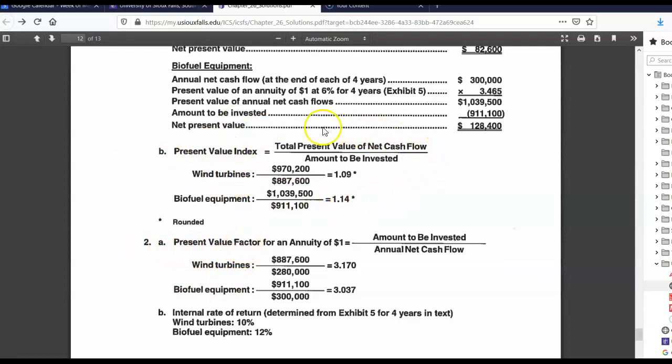This one you don't need to worry about for me, but for Cengage, you're going to have to do it, which is just the present value of the net cash flows divided by the amount to be invested. So the present value of those cash flows, 1,039,000 divided by 911,100. That is the present value index. Just leave it at that.